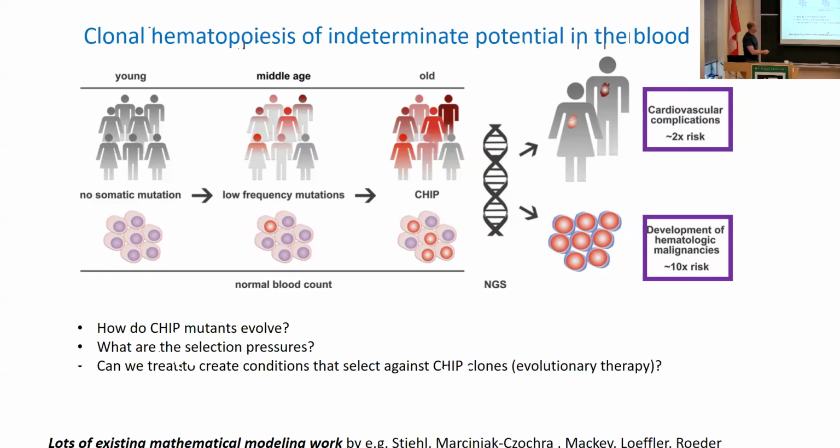There is lots of existing mathematical literature on this already in a variety of contexts. What we did, we looked at the evolution, particularly in stem cell models, applied to some very recent data from mice that allow very detailed quantification of the kinetics of the hematopoietic stem cells.